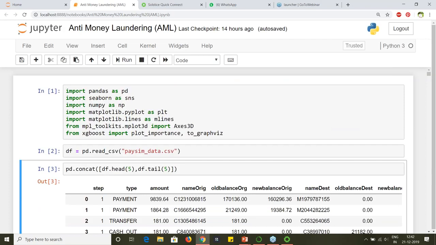Okay, these are the features that are present in the dataset. Step, type, amount. The type includes 5 modes of payment that I showed in the presentation. Amount is the amount that is being transacted in each step. Name origin is the originator's ID, and old balance at the origin, new balance at the origin. Name destination is the person to whom the money is being sent. So old balance destination and new balance destination.